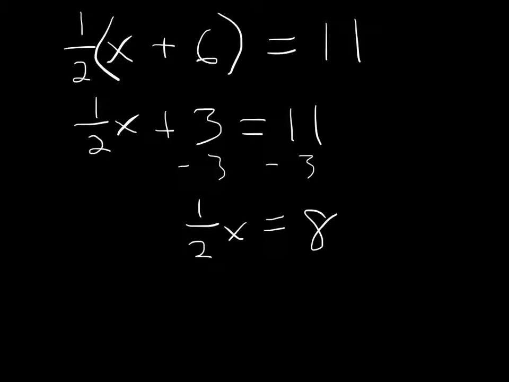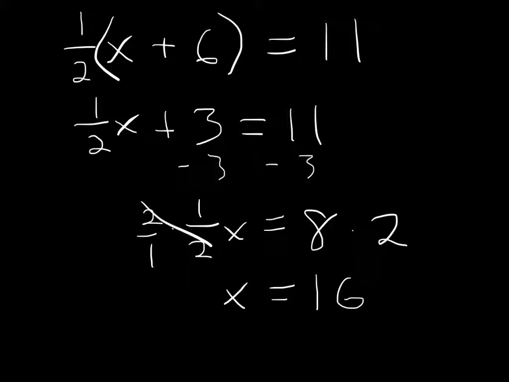Now in this particular step, we've got to get rid of the 1/2. The quickest way to do that is to multiply by its reciprocal. In this case, its reciprocal is 2 over 1. Now on this side, since it's not a fraction, we can just write 2. The 2's cancel out on the left side. And on the right side, we get x equals 16.